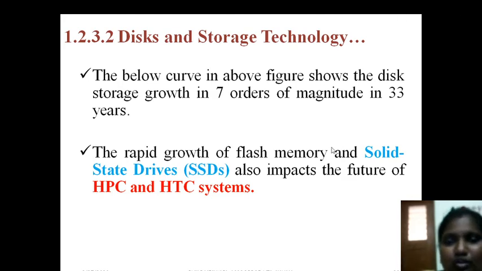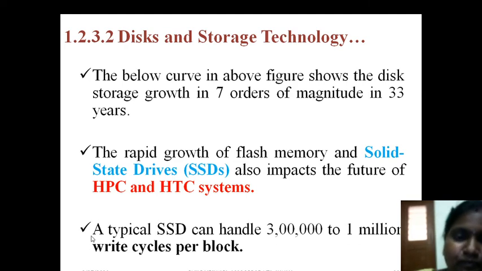Okay, so they also use solid state drives, secondary storage drives which can store a large amount of data in terms of flash memory, which are used in HTC and HP systems also. Okay, so solid state drives are able to handle 3 lakhs to 1 million write cycles per second.